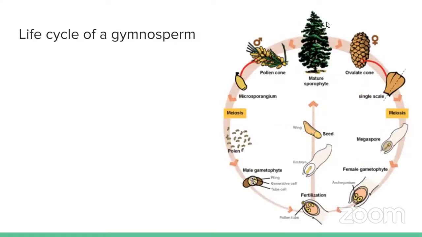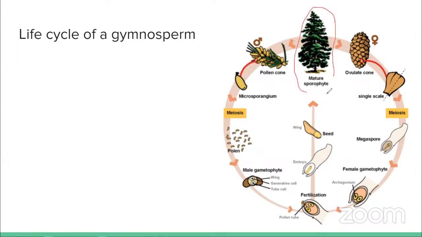So when we're thinking about our life cycle here of a gymnosperm, let's start. Okay, we're going to start here with our typical tree. So our typical tree is a mature sporophyte. Okay, so here we have our mature sporophyte, and it's going to be making its different types of cones. So this is going towards both sides. All right, so we're going to pretend this is a monoecious mature sporophyte. So it's making both male and female structures.